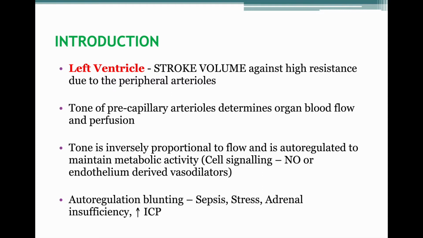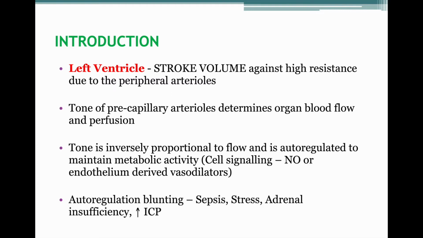Okay, so the tone is inversely proportional to the flow. If the flow is high, the tone will be lower, and if the flow is low, the tone is higher. So that is auto-regulated to maintain metabolic activity. Suppose there is a low flow into the organ. So what happens? The tone of your precapillary arteriole is reduced. That causes vasodilation and more blood flows into the organ. This signaling is done by nitric oxide or endothelium-derived vasodilators. This is actually called autoregulation.